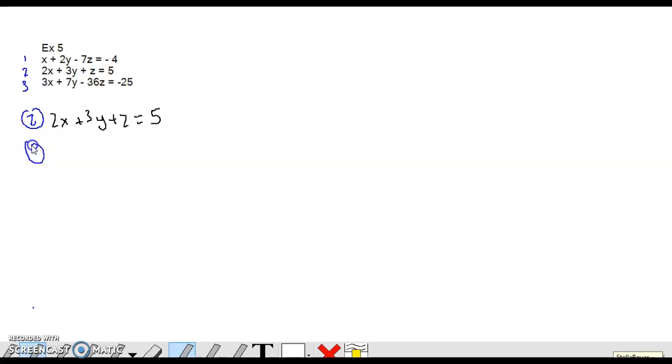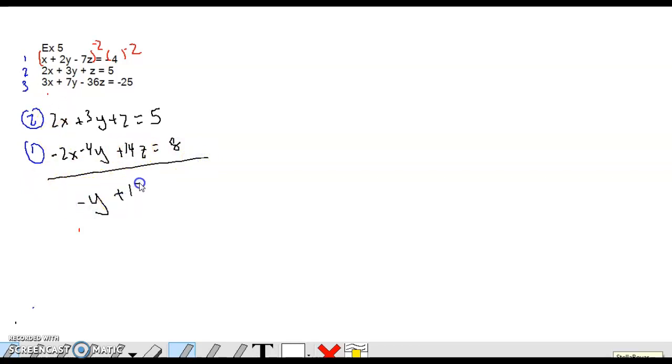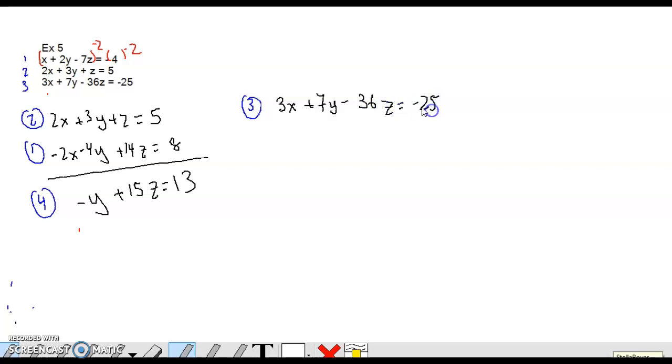And then I will use the first equation, and I'm just going to go ahead and multiply it by negative 2 right away. So negative 2x minus 4y plus 14z is equal to 8. This will cancel off. I'm left with negative y and plus 15z, and that gives me 13. Brand new equation. Let's call this 4. I have not used my third equation yet, so I've got to write that one more time. So 3x plus 7y minus 36z is equal to negative 25.